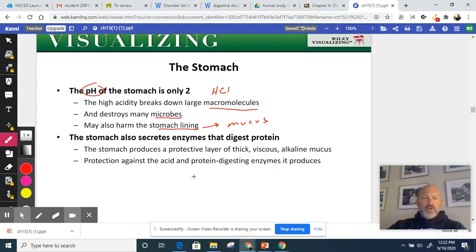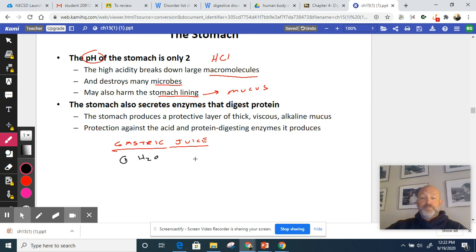There's also, if we look at all the juices of the stomach, we would call this all gastric juice, right? Gastric juice. And what is gastric juice? Well, one thing is there's water in there, right? Because remember, water is very important for all types of reactions, especially these hydrolysis reactions or digestive reactions.